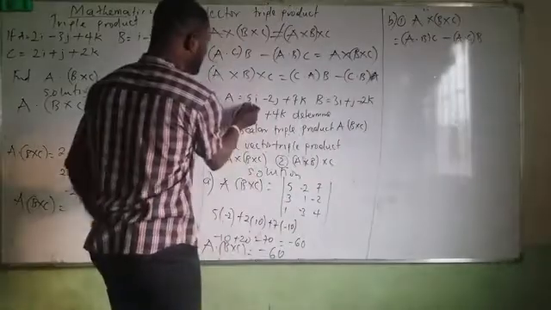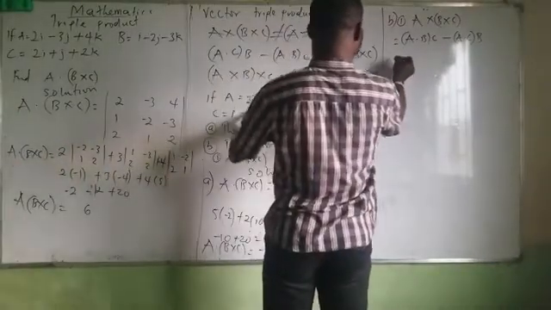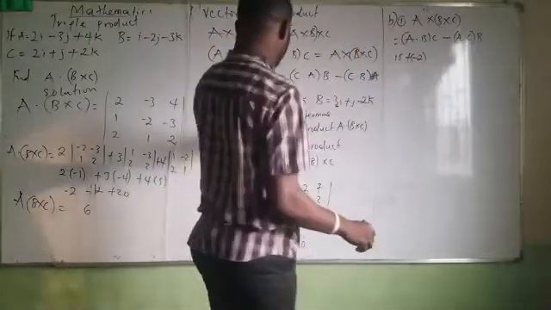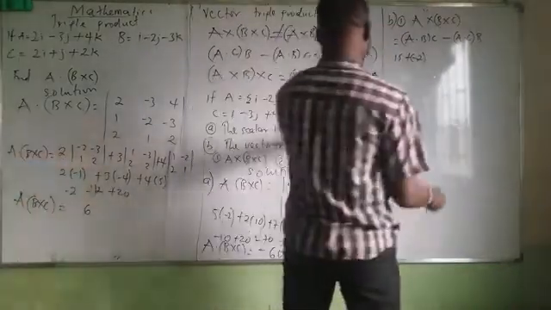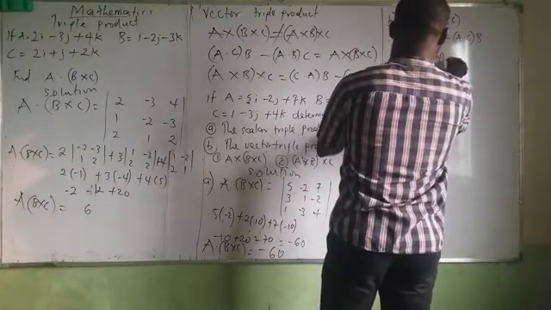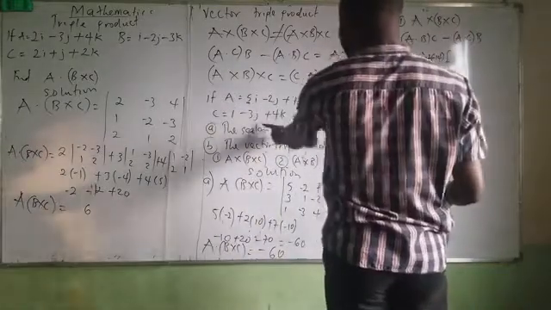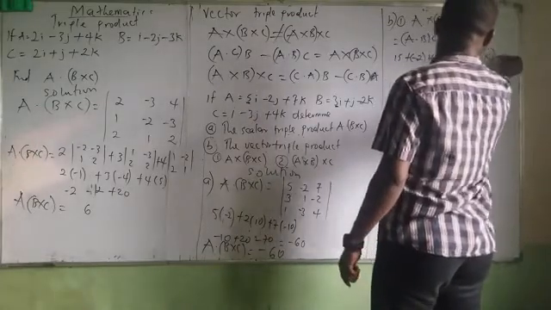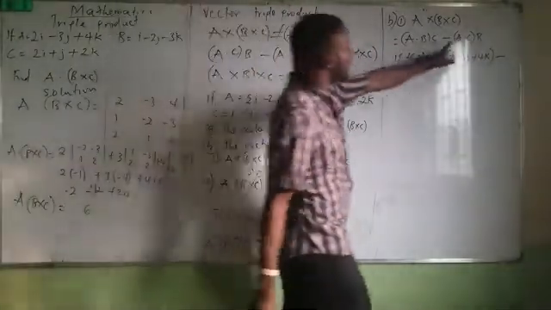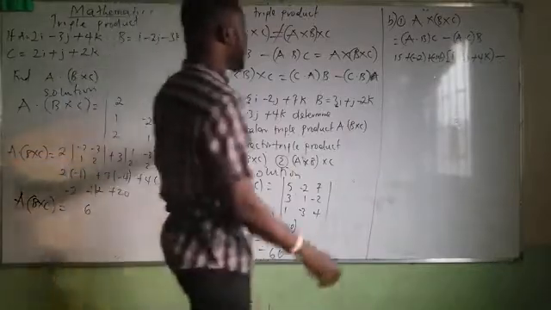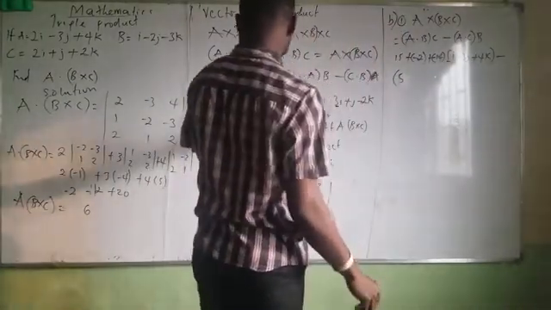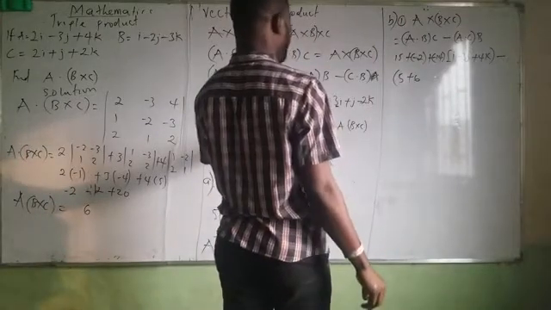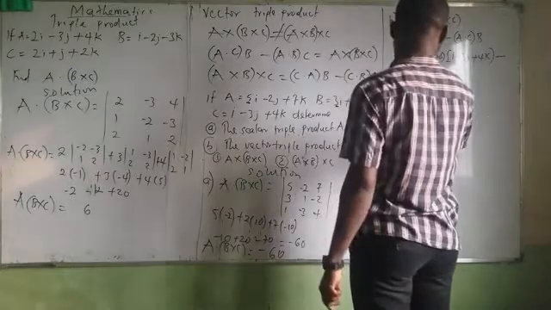My A dot B, it means this times this, which is I'll be having 15 plus this times this, I'll be having minus 2 plus this times this, which is I'll be having minus 14, bracket of, what is my C? My C is given as I plus 3J plus 4K. Now, minus, now I will move on to the next one. My A dot C, this times this, I'll be having 5, and this times this, I'll be having plus 6, and this times this, I will be having plus 28.